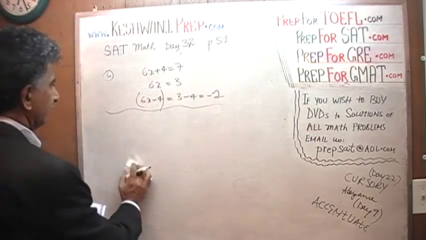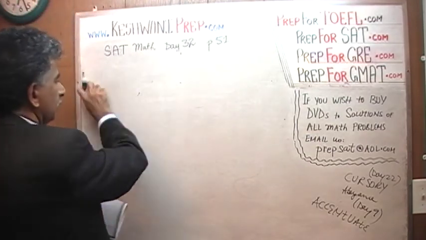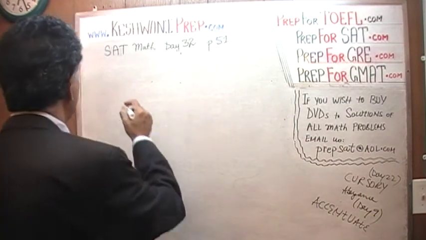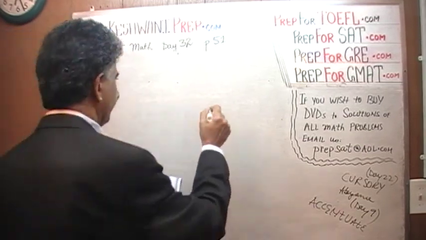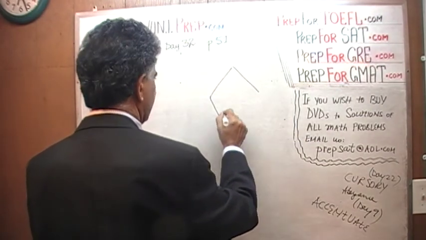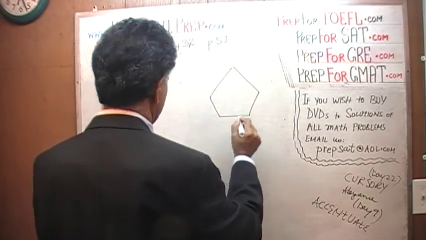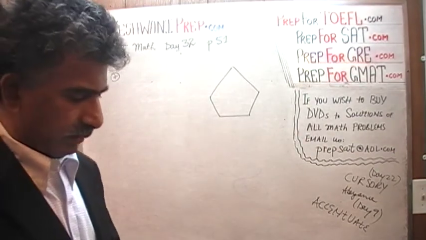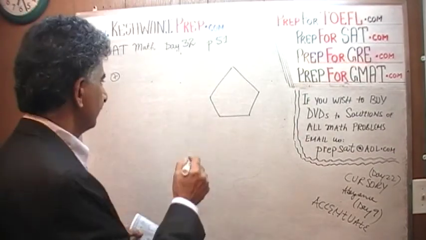I'm going to erase this part. That's it. We're done with it. Question number 7, we're given a picture. 1, 2, 3, 4. Oh, it is a pentagon. We're given a pentagon here. 1, 2, 3, 4, 5. And it makes a circle.